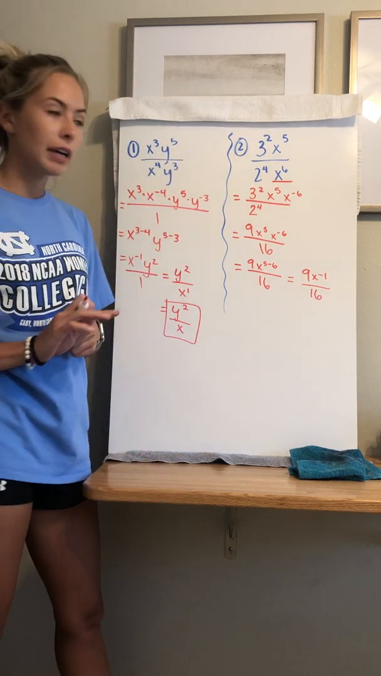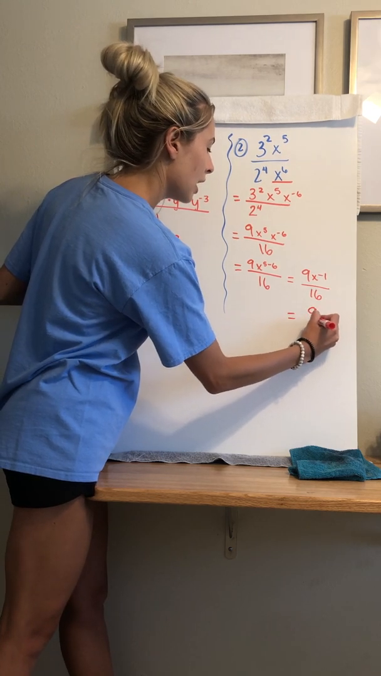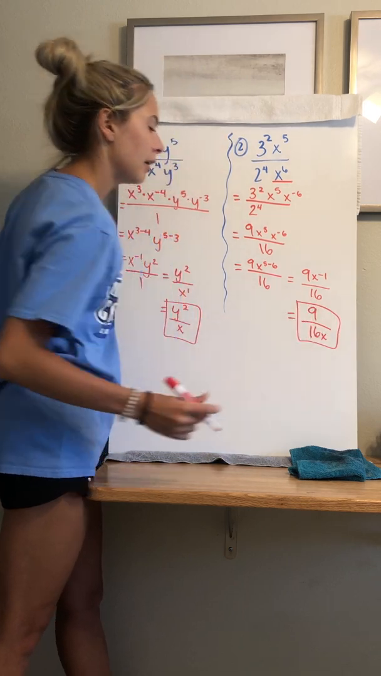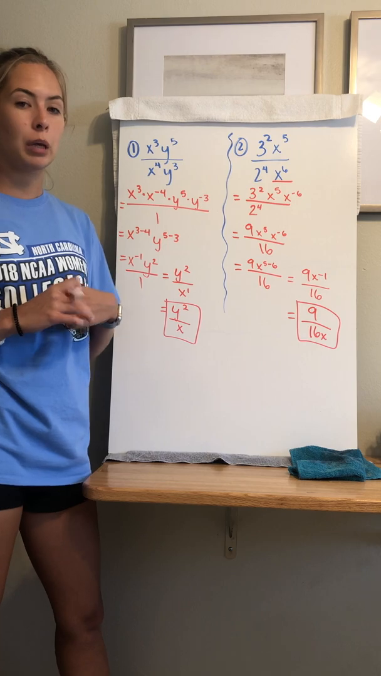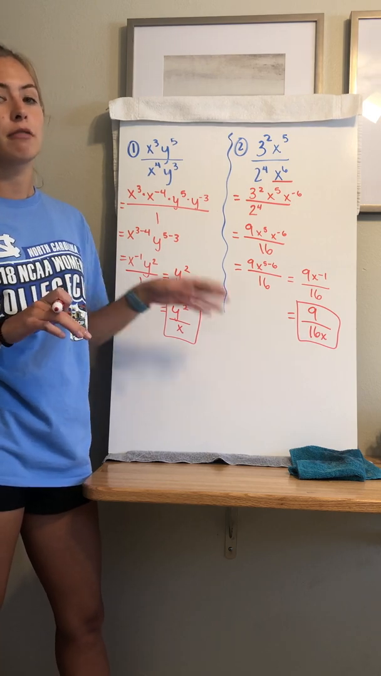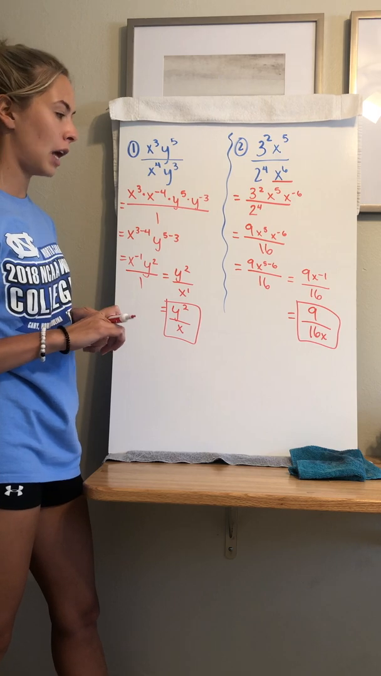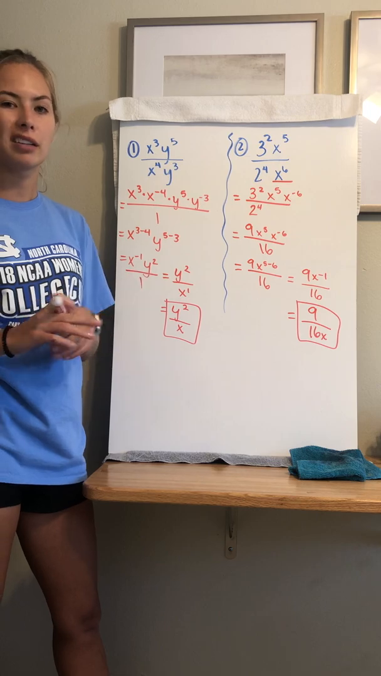Again, we don't like negative exponents, so let's change that. So it becomes 9 over 16x as our final simplified expression. Notice how 9 and 16 can't be simplified any further. So that's why we went ahead and left the 2 to the 4th, which became 16, in the denominator.